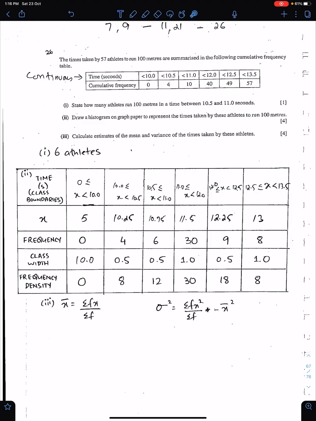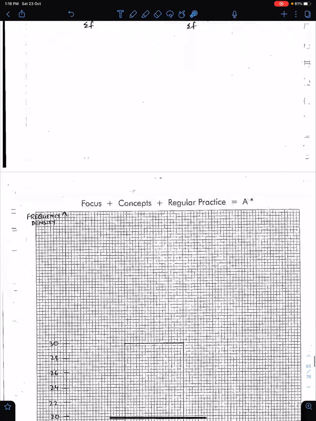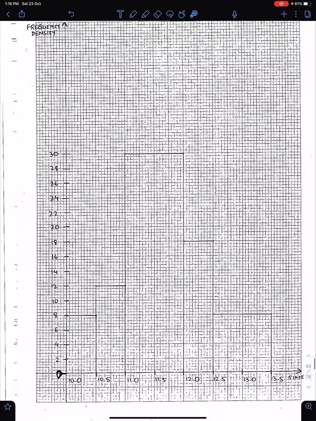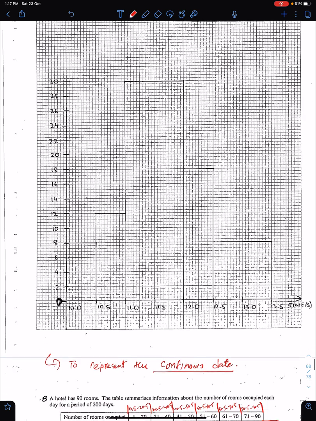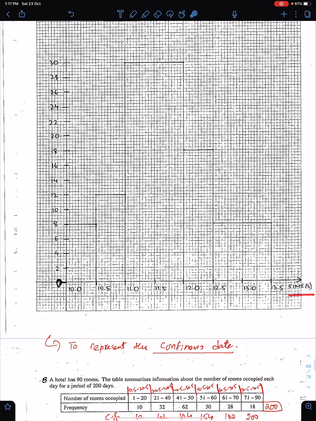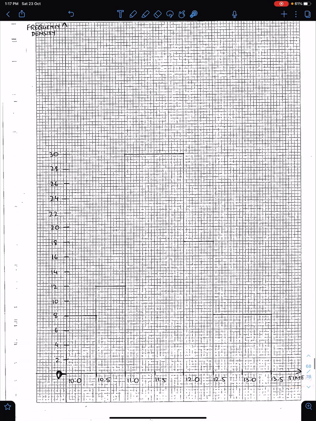So get the frequency density. These are the frequency densities, these are the class boundaries. So take these on horizontal axis and these on vertical axis. This is here. Make sure you must label both the axes. Time in seconds. Yeah, it's here. Time in seconds and frequency density.